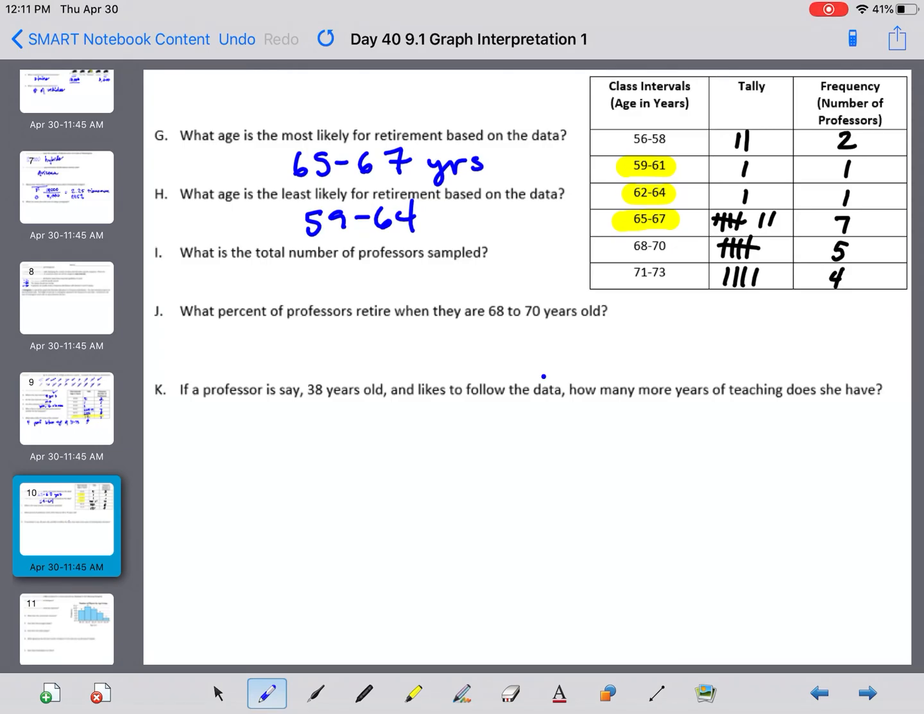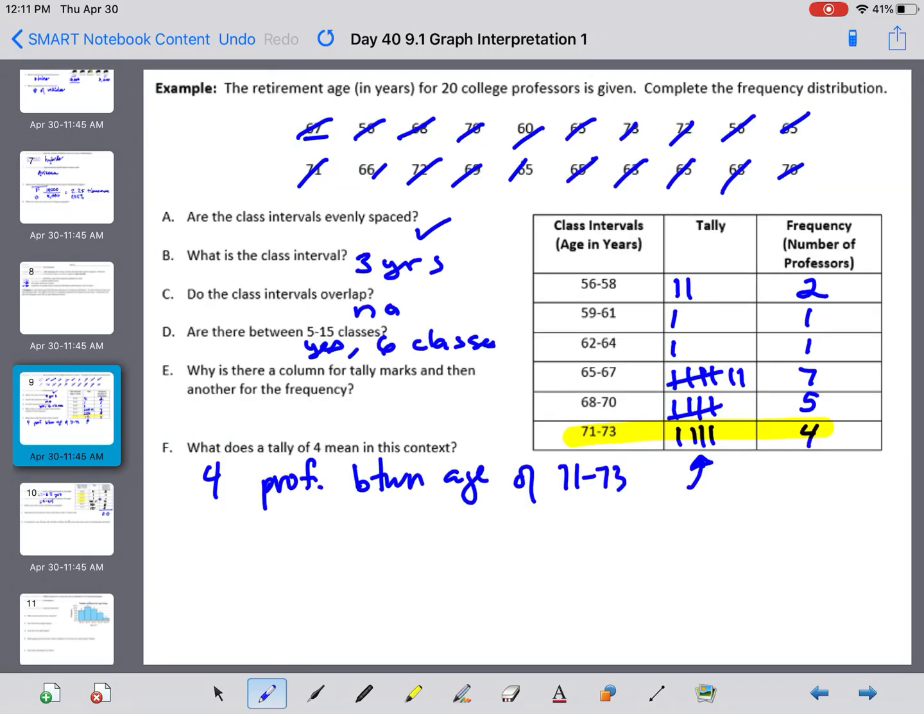And then, what is the total number of professors that are sampled? So what you can do is sum up your frequency here. So take 2 plus 1 plus 1 plus 7 plus 5 plus 4, and we are going to get 20 professors.